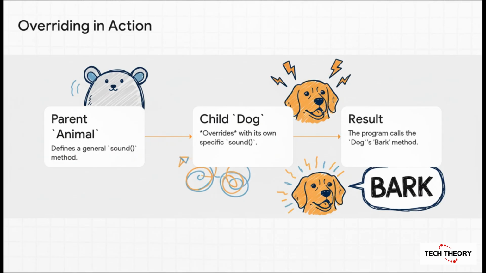Then we create a more specific class, dog, that inherits from animal. That dog class can provide its own specialized version of sound. It overrides the original. So when the program is actually running and it sees a dog object, it knows, I need to use the dog's bark method, not the generic animal one. And this decision happens on the fly, while the program is running.